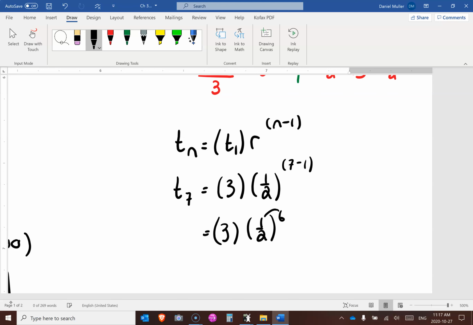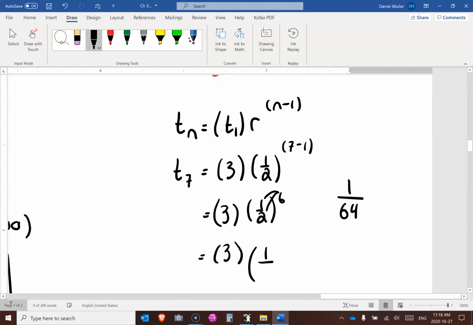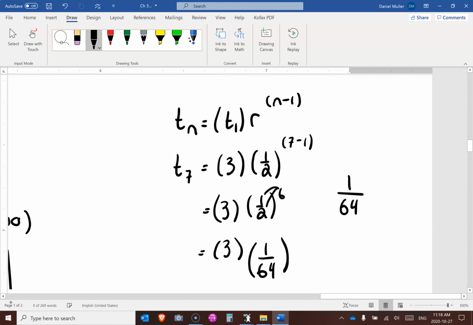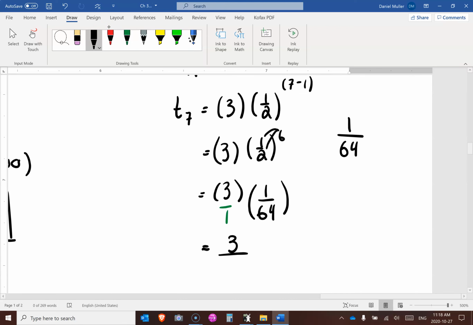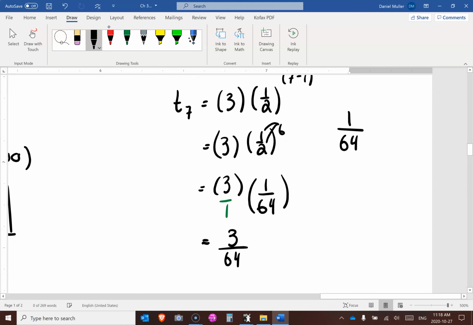Now this 6 could come in. 1 to the power of 6 is 1, and then 2 to the power of 6. 2 times 2, 4, 8, 16, 32, 64. So this actually is 3 times 1 over 64. And then you can multiply, this is over 1, so you put the numerators together. 3 times 1 is 3. Denominators you get together, 1 times 64 is 64. So that is term 7.